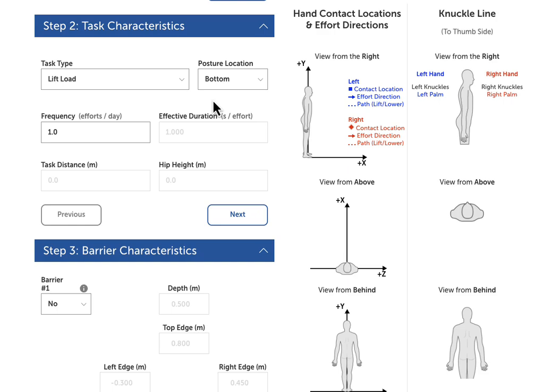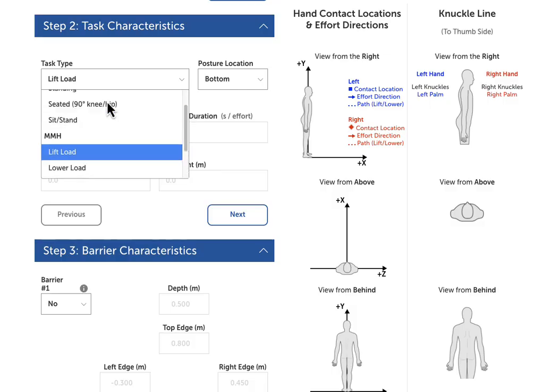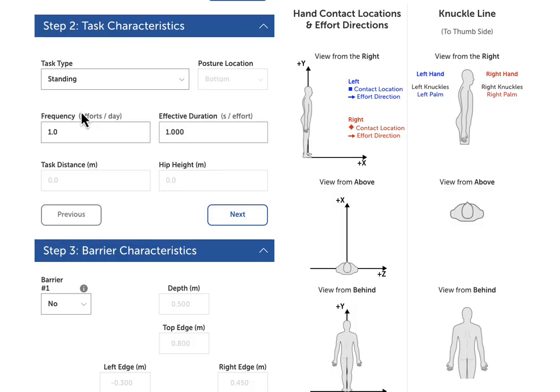Either, for example, was the compression highest at the bottom or at the top, and what the average load was throughout the lift for the fatigue analyses. And that is explained in another tutorial video that you can take a look at. But for right now, we're just going to look at a static standing task.